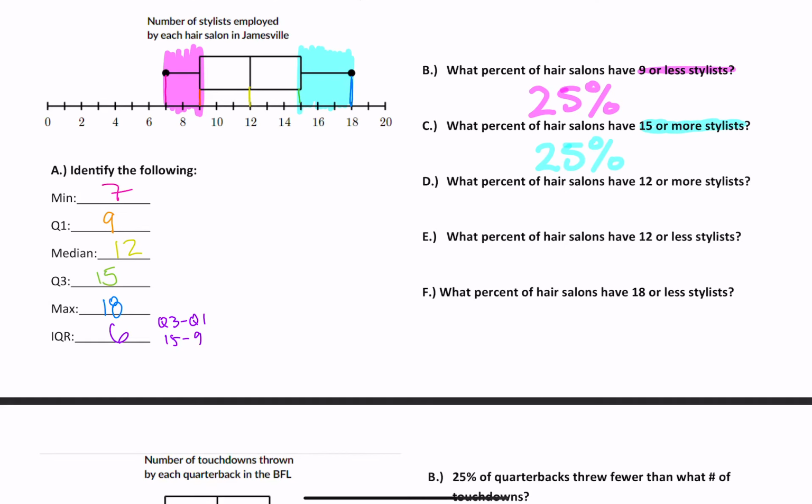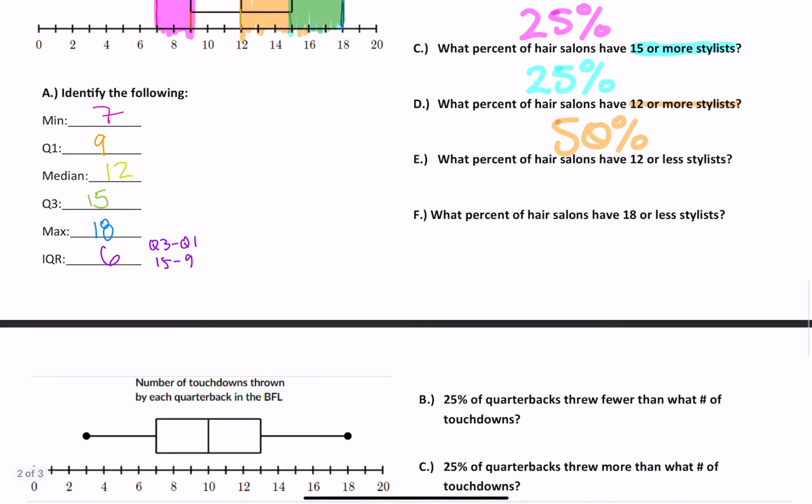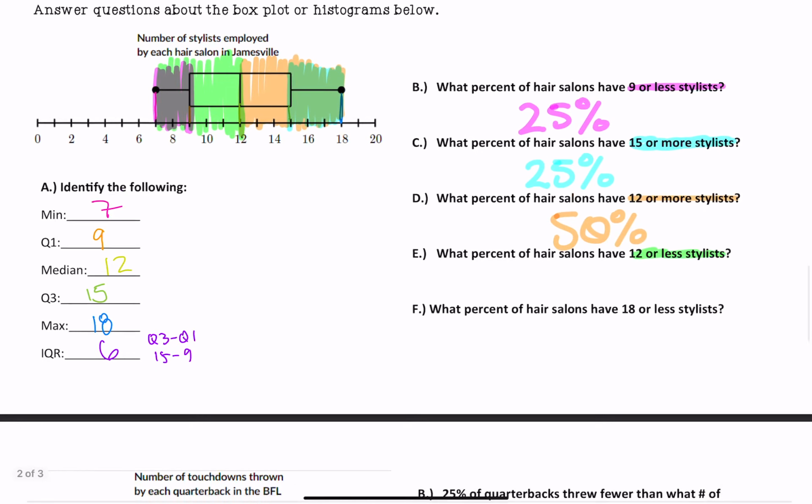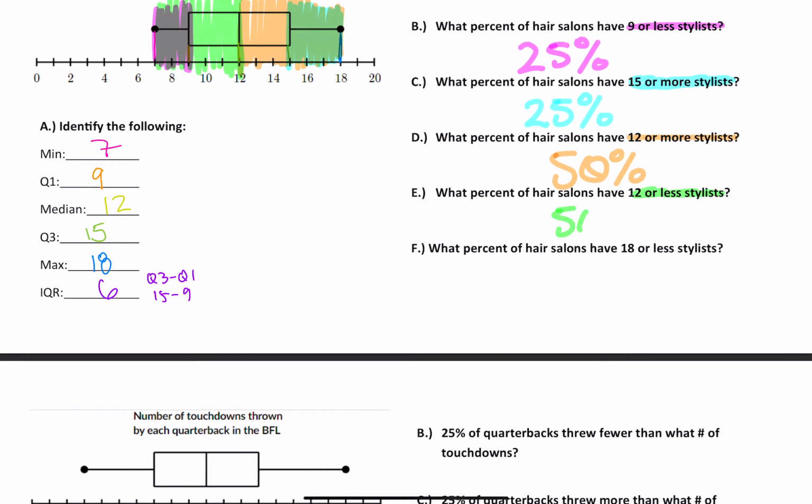Next question asks us, what percent of hair salons have 12 or more stylists? Well, here's 12. 12 or more includes these 2 chunks, and these 2 chunks added together doesn't give us 25%. Miss Rawolf, come on now. It gives us 50%. What percent of hair salons have 12 or less stylists? Well, again, here's 12. 12 or less gives us 2 chunks, which is worth 50%.